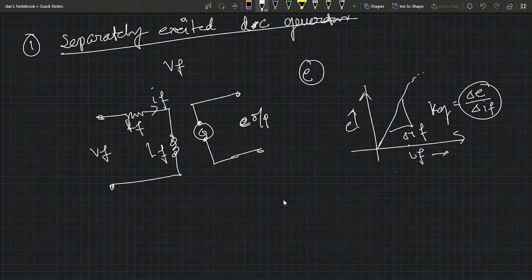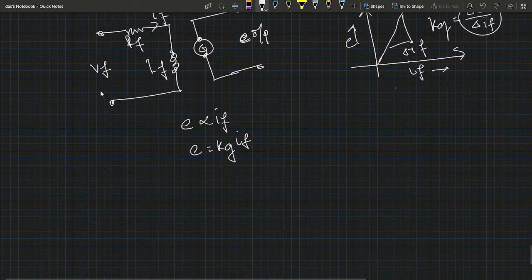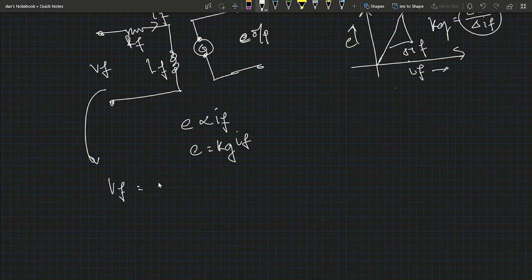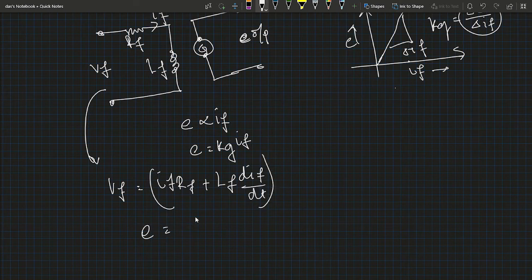Now one thing should be remembered: the induced voltage e is proportional to the field current IF, so e equals Kg into IF. This Kg is basically the generator constant. Now we first find the relational equations. From the input side, applying Kirchhoff's voltage law, VF equals this drop plus this drop. Therefore VF equals IF into RF plus LF into dIF by dt, which is the first KVL equation. And at the output, we already saw that e equals Kg into IF.